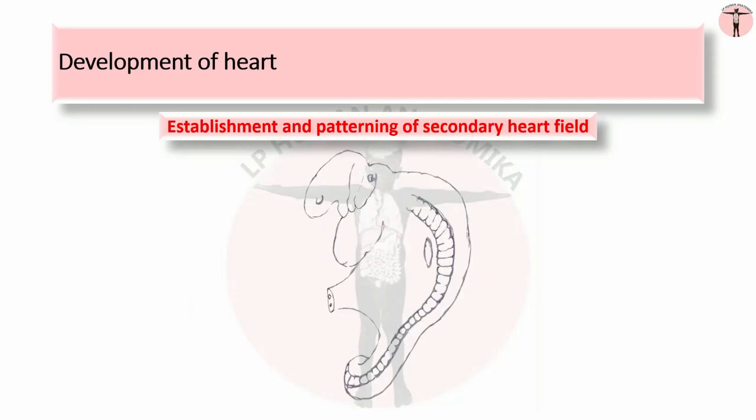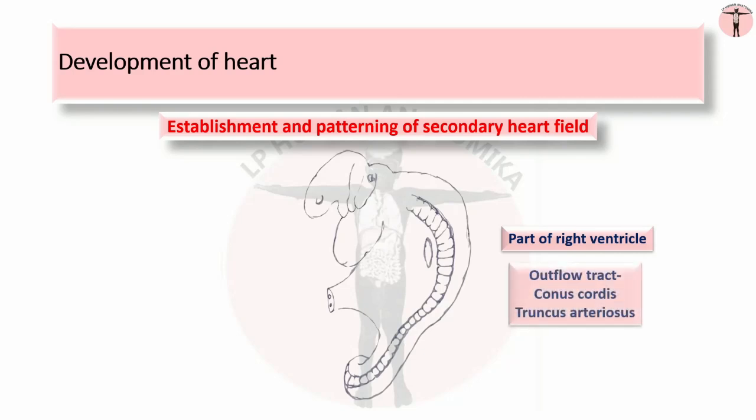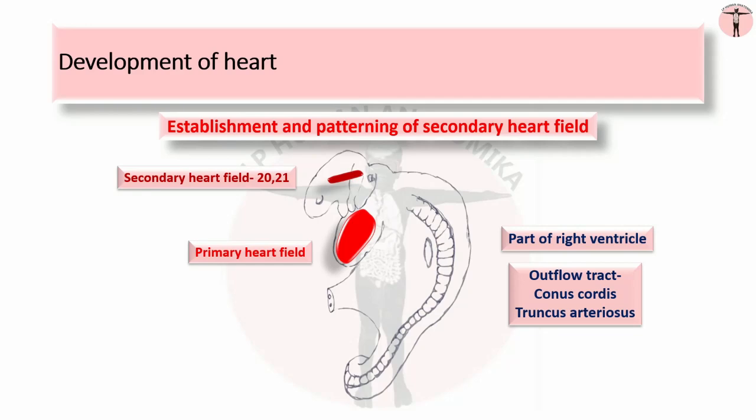The remainder of the heart, including part of the right ventricle and outflow tract, that is the conus cordis and the truncus arteriosus, is derived from the secondary heart field. The cells of the secondary heart field appear slightly later, during 20 to 21 days, than those in the primary heart field. They reside in splanchnic mesoderm, ventral to the posterior pharynx, and are responsible for lengthening the outflow tract.